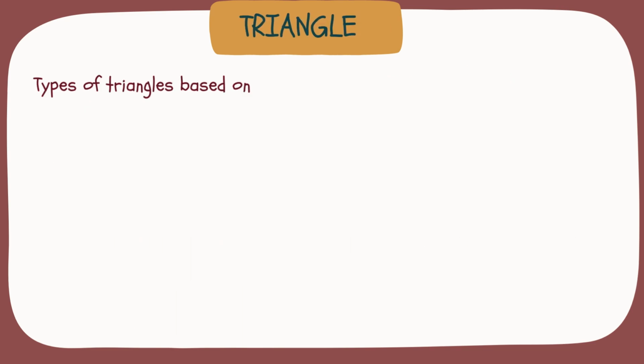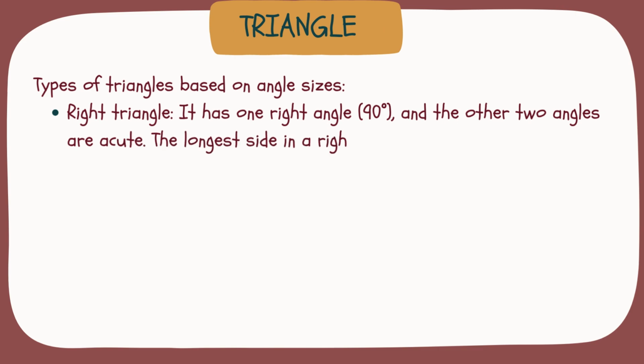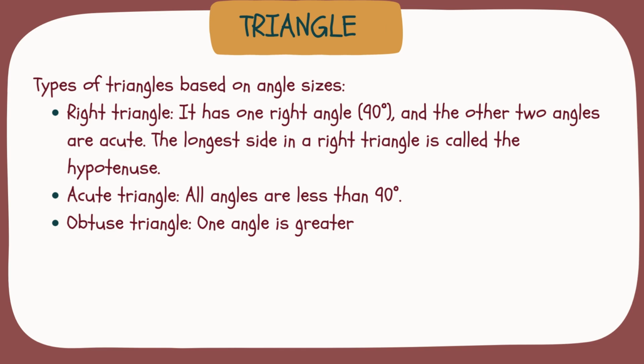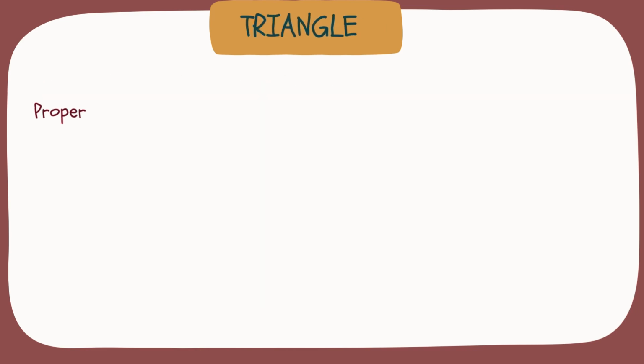Types of triangles based on angle sizes. Right triangle. It has 1 right angle, 90 degrees, and the other 2 angles are acute. The longest side in a right triangle is called the hypotenuse. Acute triangle. All angles are less than 90 degrees. Obtuse triangle. One angle is greater than 90 degrees, while the other two angles are acute, less than 90 degrees.